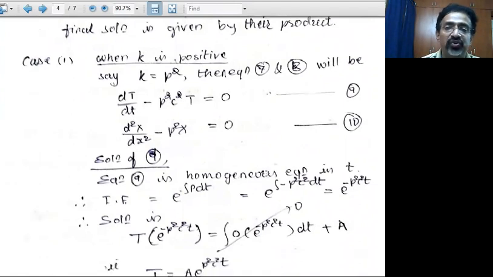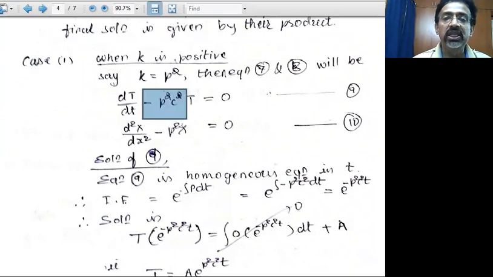If you look at equation 9, this is a linear differential equation of first order. That is also called the Leibniz equation. Once you know that the equation is Leibniz, you have to find out P. This is my P. Then the integrating factor will be e raised to integral P dx. Then the solution is: dependent variable times the integrating factor is equal to the integration of the right hand side times the integrating factor dx. That is my solution.